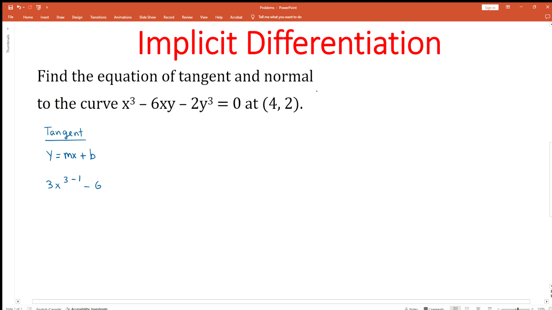For xy, we should use the product rule because xy is made up of two different functions, x and y, and they are being multiplied. So as per the product rule, we start with the derivative of the first function x. The derivative of x with respect to x is 1 times the second function plus the first function x times the derivative of the second function y. The derivative of y with respect to x is dy over dx.